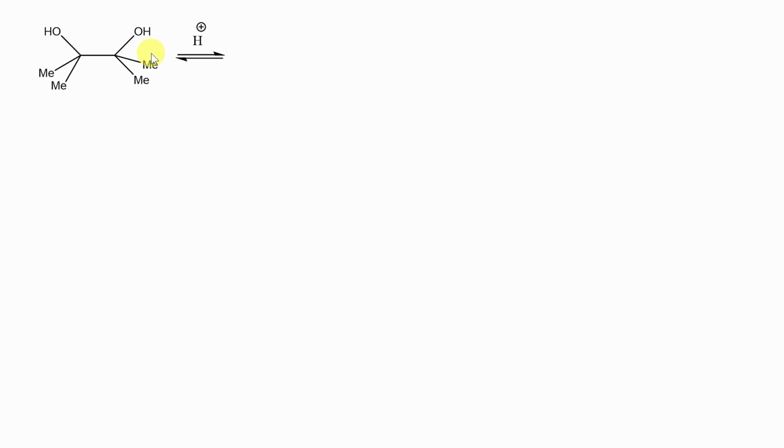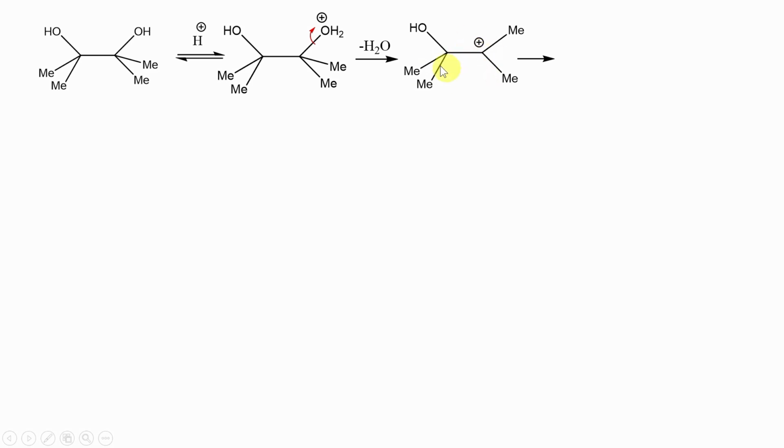You can see here it is a symmetrical pinacol. Both the carbon atoms involve two methyl groups, and hence the proton may attack either this hydroxy group or this hydroxy group. And so we will get a protonated pinacol. From this protonated pinacol, a water molecule is eliminated to form this carbocation. It is a more stable carbocation. It is a tertiary carbocation.